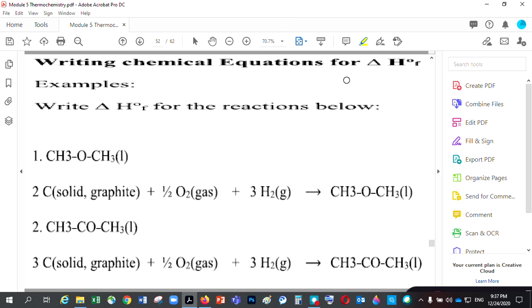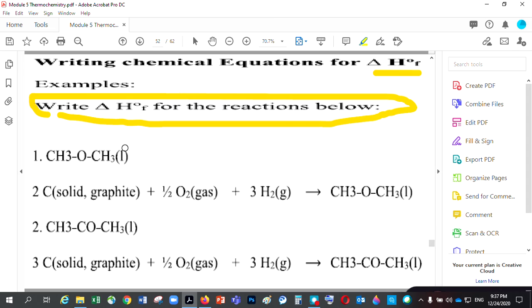So, writing a chemical equation for delta H of formation, an example: how to write the equation for this. This is an ether. The commercial name is dimethyl ether. So how can I write delta H formation for it? Well, I have two carbons, one and two. So two multiplied by carbon. From the table, I have to use the value of solid graphite. Then I have one oxygen, but oxygen always comes as a molecule, O2, so I have to put half. Half of O2 is one oxygen here.